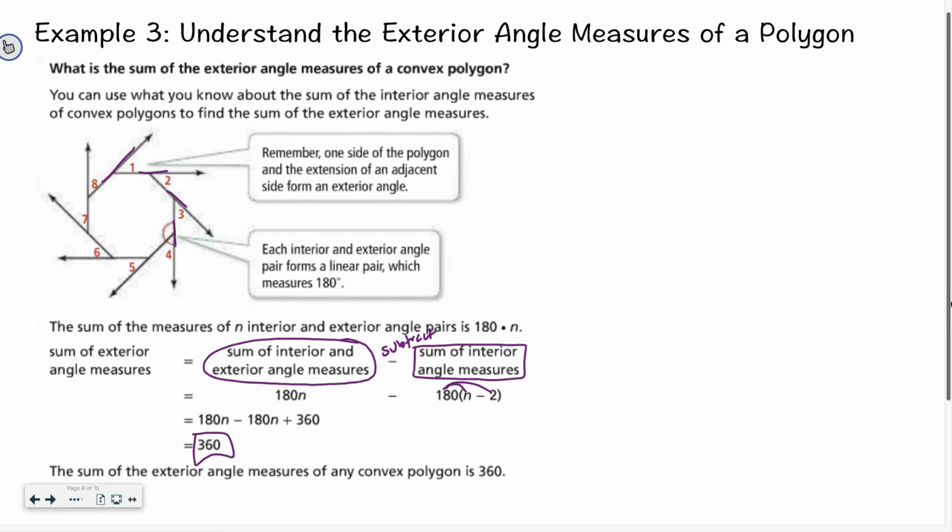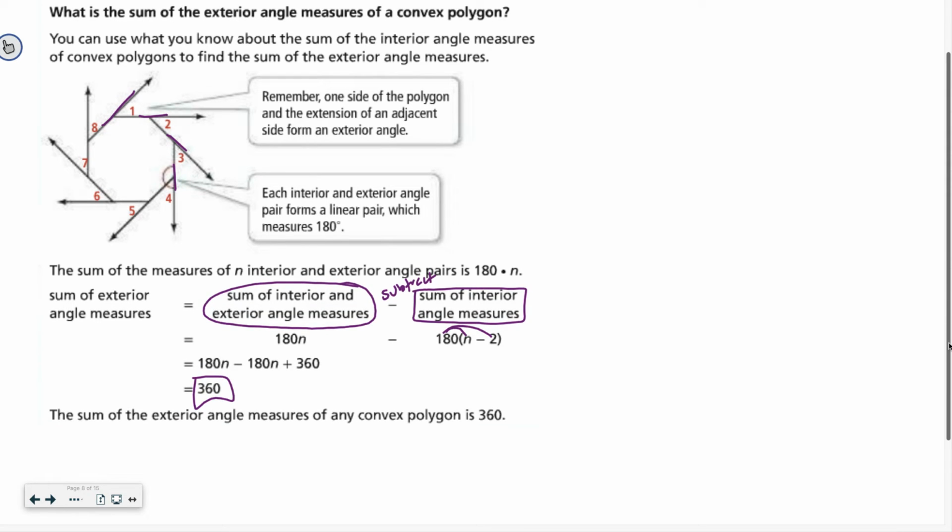And you want to remember that because that is always going to be true no matter how many sides a polygon has. The sum of the exterior angle measures of any convex polygon is always going to be 360. So if I ever ask you what the sum of the exterior angle measures are, it doesn't matter how many sides there are. There could be 1,000,000, there could be 3, there could be 5. It's always going to be 360 degrees. So you want to remember that. Make sure you write that down. You need to know that in order to solve any problems about exterior angle measures.